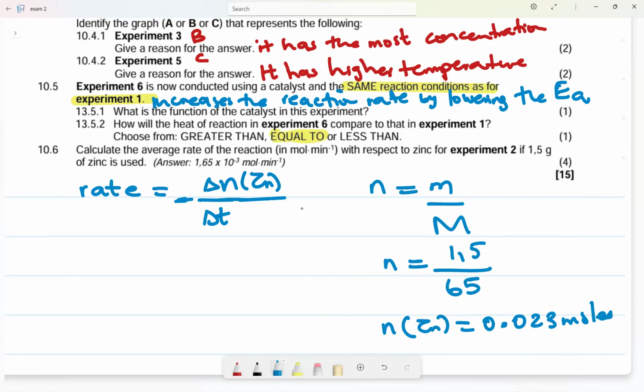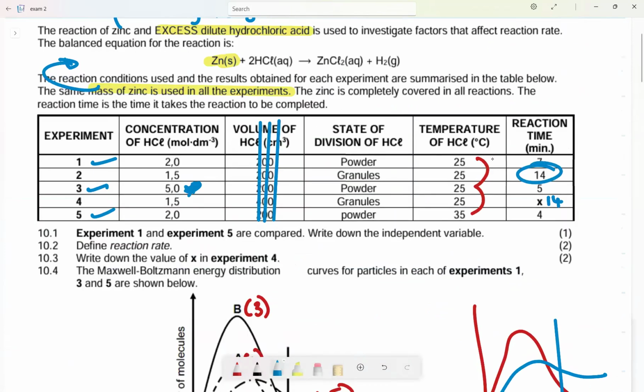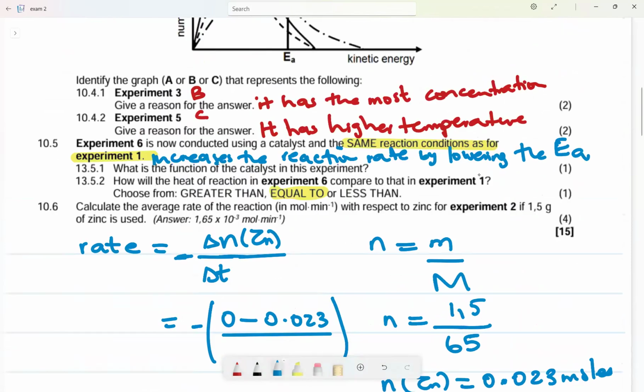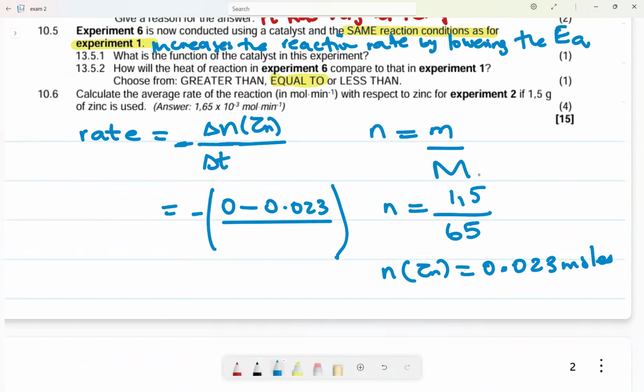Okay. Therefore, I come here and say the rate will be negative. Remember, change is final minus initial. What is final? The final will be 0, minus the initial, which is 0.023. Divided by, what is the time? Time for reaction, experiment 2. What is the time? Okay, it is 14. So time initial is 0, and time final is 14 at the completion of the reaction, minus 0, okay?